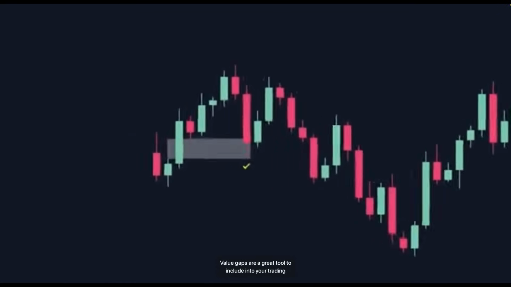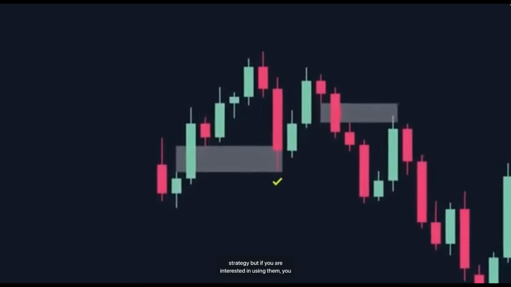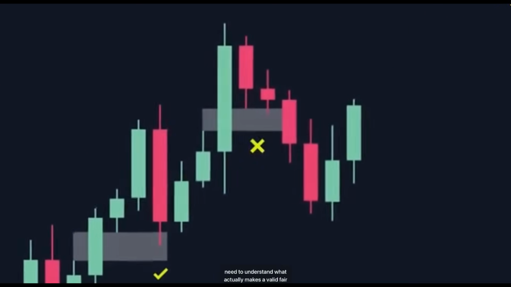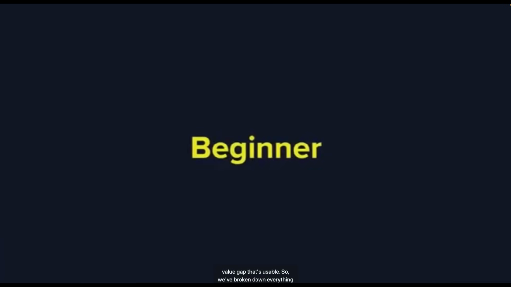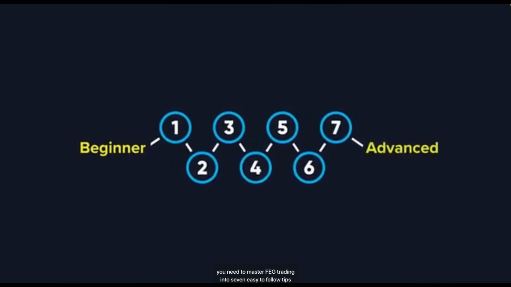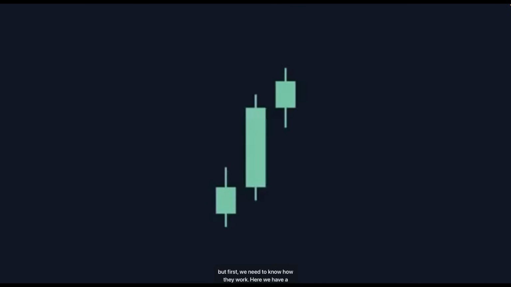Fair value gaps are a great tool to include into your trading strategy, but if you are interested in using them, you need to understand what actually makes a valid fair value gap that's usable. So we've broken down everything you need to master FVG trading into 7 easy-to-follow tips. But first, we need to know how they work.